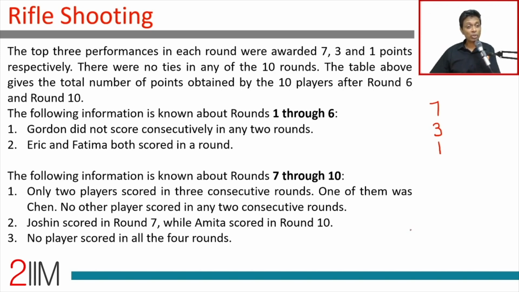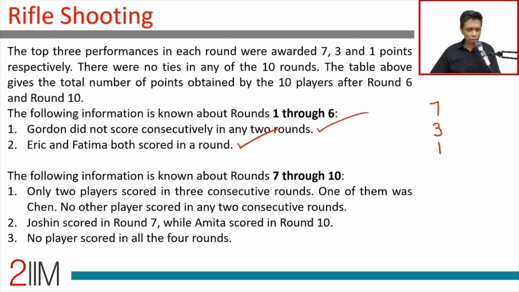The table above gives the total number of points obtained by the 10 players after round 6 and round 10. The following information is known about rounds 1 through 6. Gordon did not score consecutively in any 2 rounds. Eric and Fatima both scored in a round.